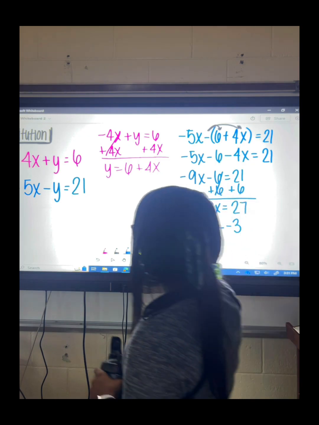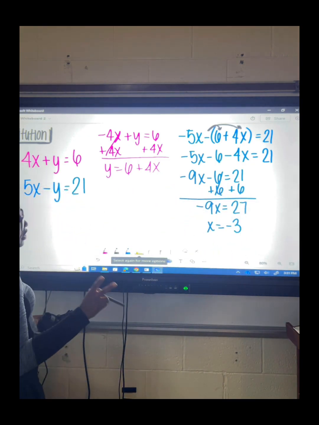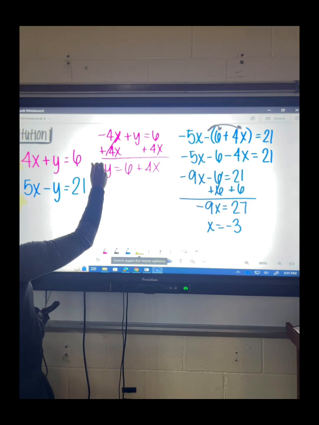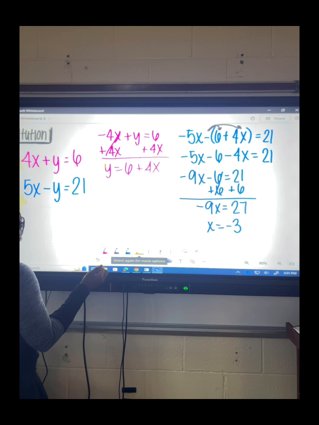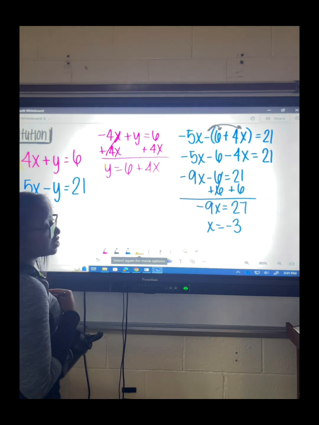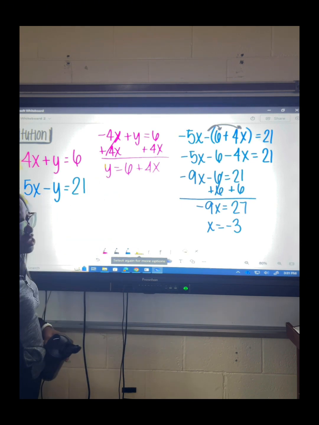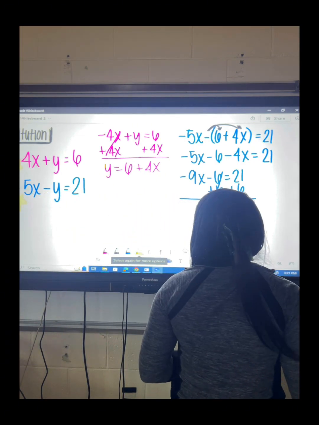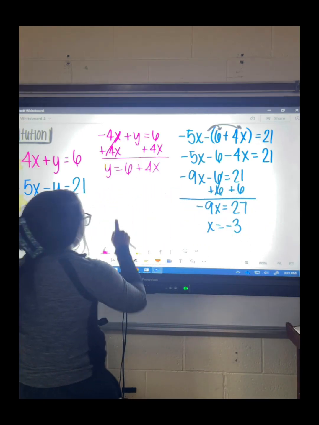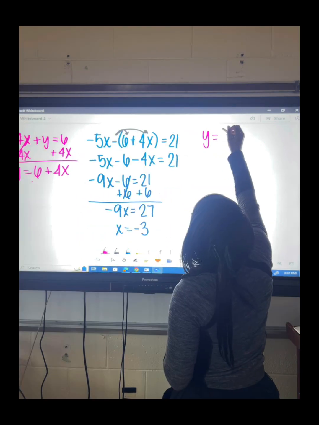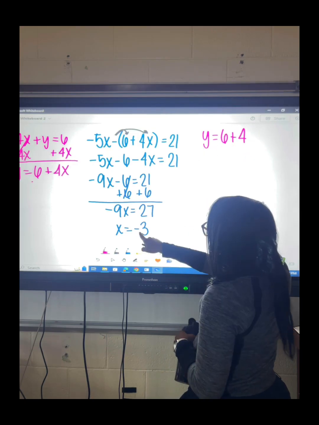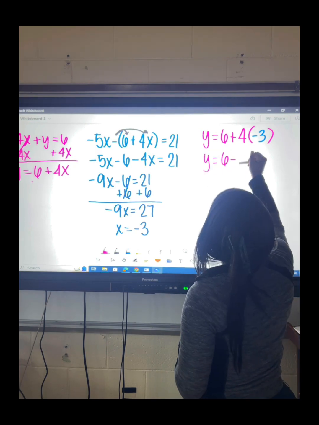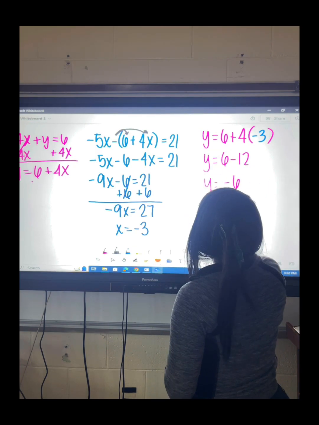I'm going to take this. Now, what you can do is you can plug it into 3 equations. You can plug it into this one right here, this one, or this one. If I was you, I would use the easiest one. The easiest one is always the one that's already solved for the variable that you're looking for. I'm looking for y, so I want to use the equation that's already solved for y, so I'm going to use this one. Okay? Y equals 6 plus 4 times -3. And then I solve just like regular. Bam. So my answer, okay?